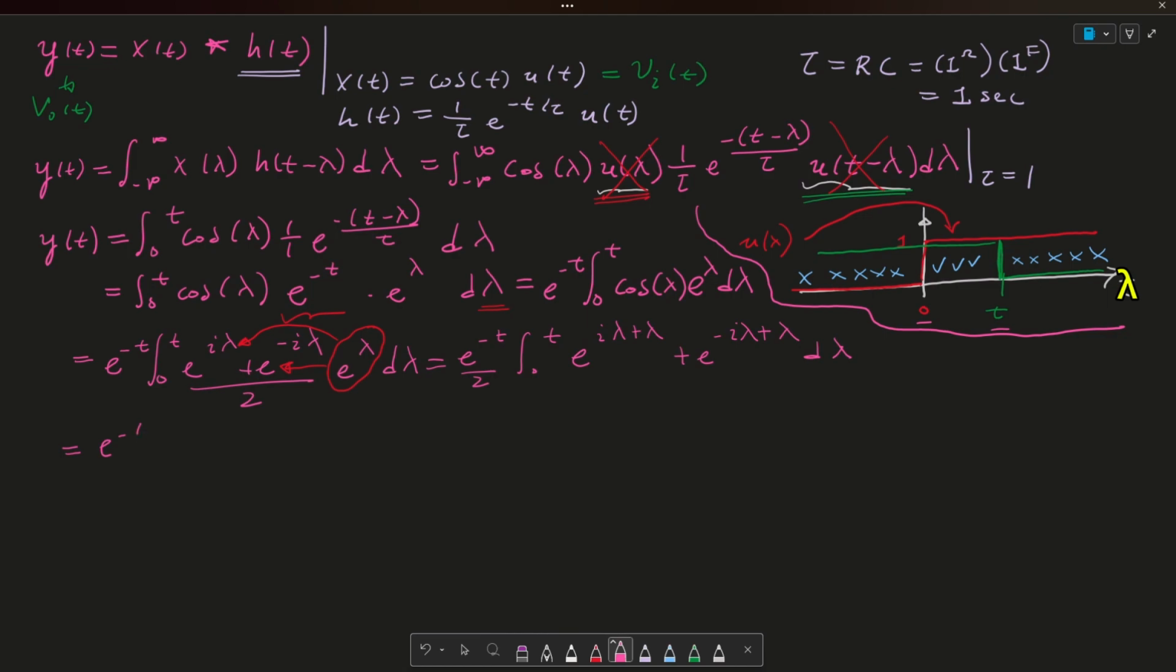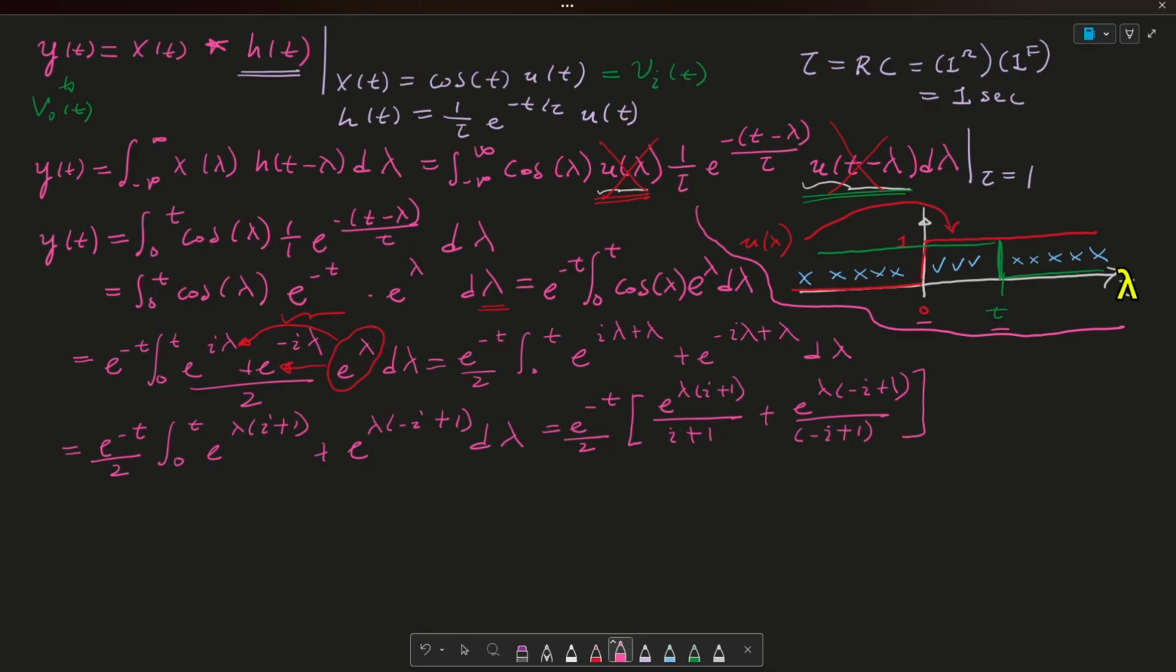This is equated to e to the minus t over 2 times the integral from 0 to t. Let me pull out a lambda. So e to the lambda (i plus 1) plus e to the lambda (minus i plus 1) d lambda. And now let me solve for the integral. So this is equated to e to the minus t over 2 times e to the lambda (i plus 1) over (i plus 1) plus e to the lambda (minus i plus 1) over (minus i plus 1). And then this is evaluated between 0 and t.